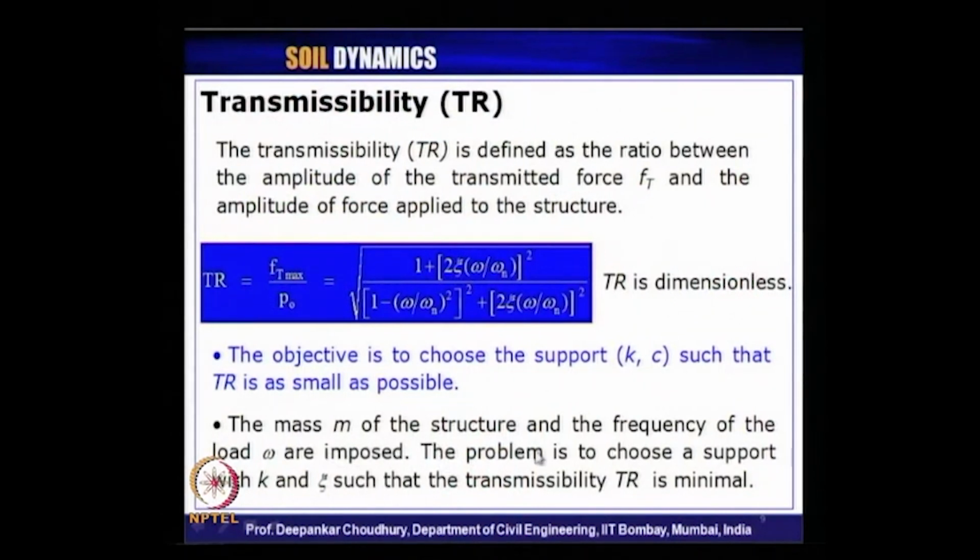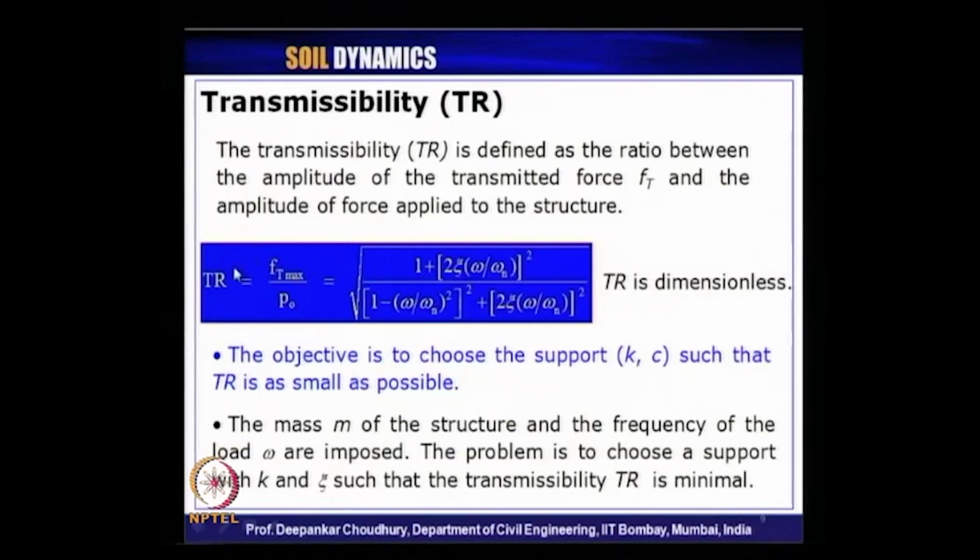Now, the mass m of the structure and the frequency of the load, that is lambda for our case, which we have derived, are imposed; they are given. The problem is to choose a support such that the stiffness and the damping ratio give us the minimum value of this transmissibility ratio. That is the basic concept of design. We will again discuss this when we come to the concept of vibration isolation. The same methodology will be used later on.